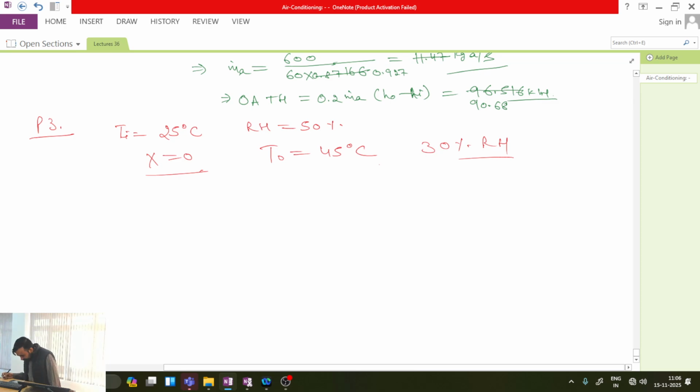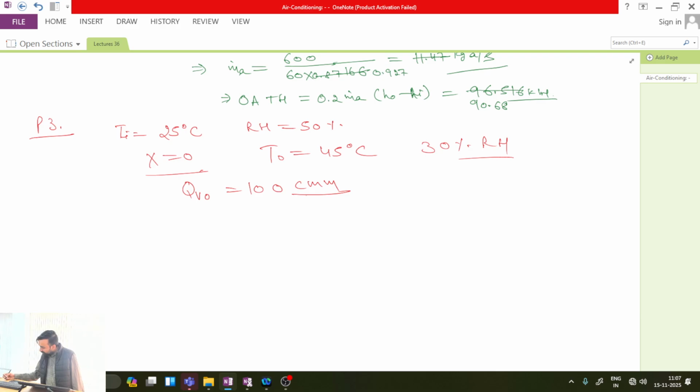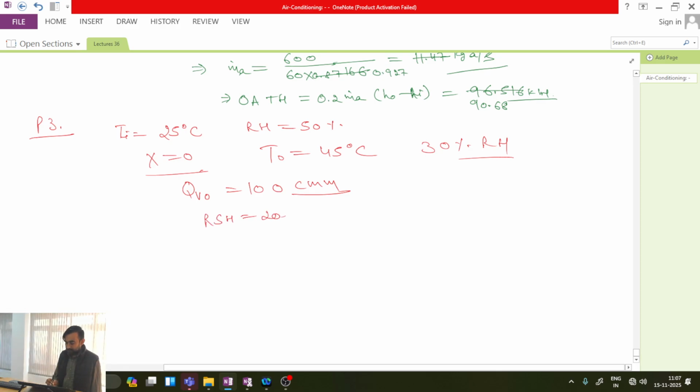The outdoor air quantity is 100 cmm. What it means? QV naught is given. How much is QV naught? 100 cmm is given as the value of QV naught. Okay. RSH and RLH are 200 kilowatt and 50 kilowatt. So RSH is 200 kilowatt and RLH is 50 kilowatt.